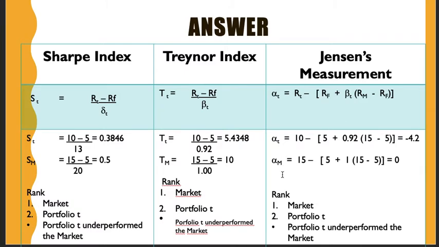While the alpha for the market, we must get zero. So the market return of 15 minus risk-free 5 plus its beta of 1 times RM 15 minus 5 is equal to 0. And then using Jensen's measurement, the market is still at number 1, because it is 0. Portfolio T is negative, so that's why it is number 2. So using Jensen's measurement too, portfolio T underperforms the market.